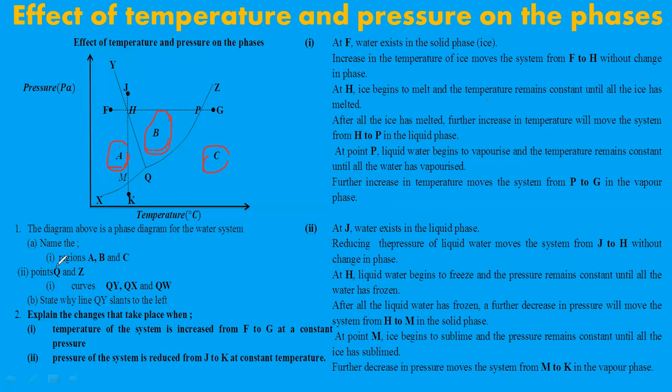Yes, Benjamin, what is point Q? Benjamin is still around. Ali, what is point Q? Triple point. And then what is point Z, Shamira? Critical point. Very good. Name the curves. QY, what is curve QY? Shamira.